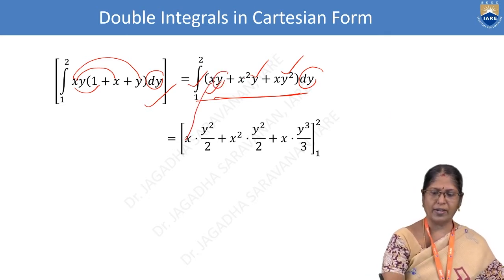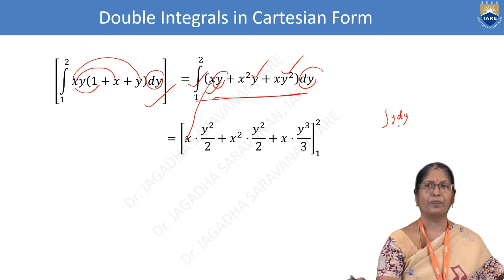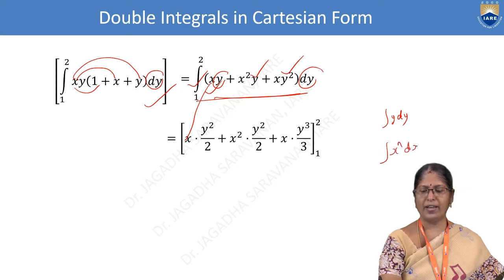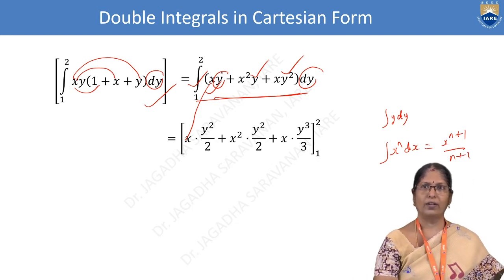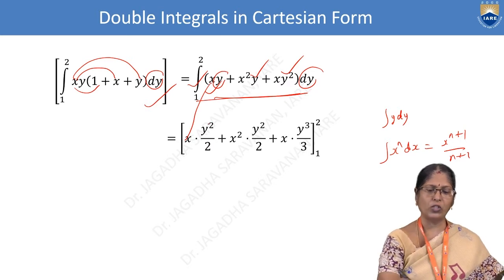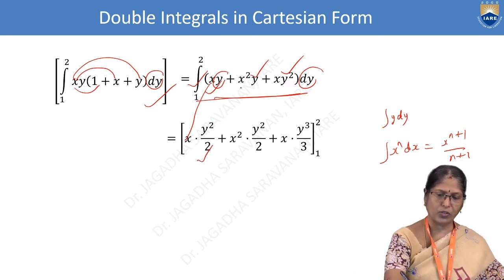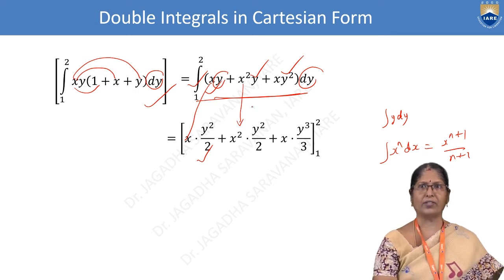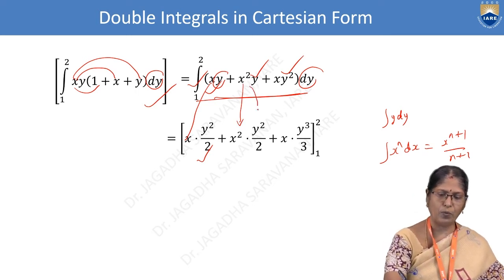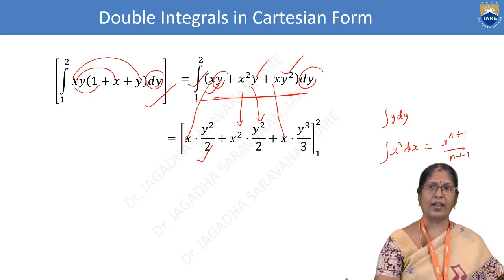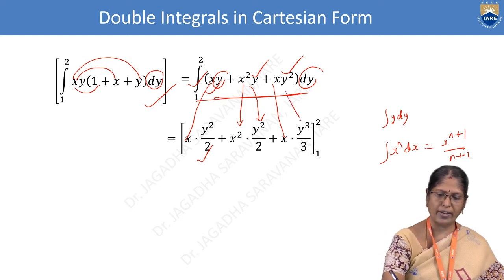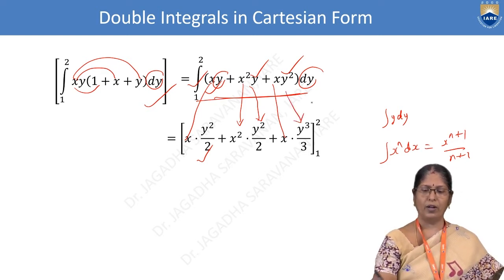Using the simple formula, the integral of x power n dx equals x power n plus 1 by n plus 1, the integral of y dy is y power 1 plus 1, that is, y square by 2. X square is treated as constant. So the integral of y dy is y square by 2, with x written as it is. The integral of y square is y cube by 3, from 1 to 2.